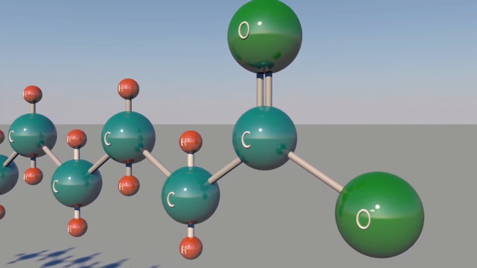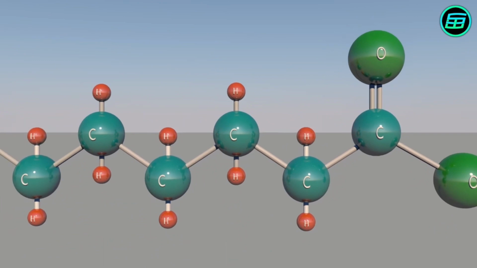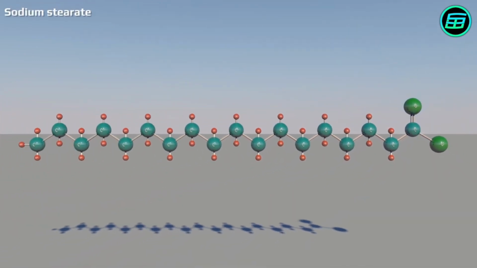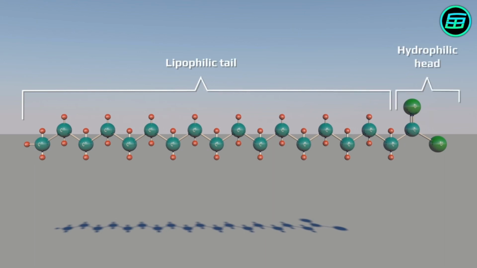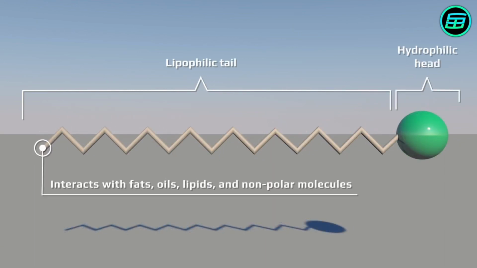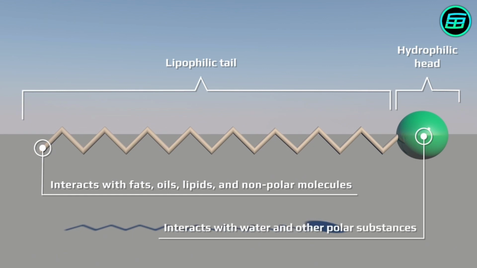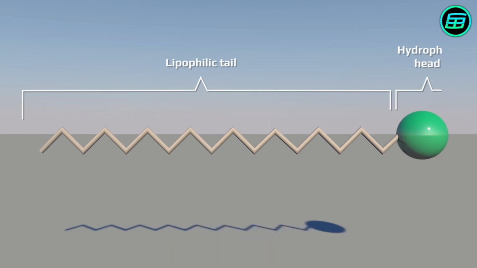This is molecular soap, or by its chemical name, sodium stearate. It consists of two parts: a lipophilic tail and a hydrophilic head. The lipophilic tail interacts with fats, oils, lipids, and non-polar molecules, while the hydrophilic head interacts with water and other polar substances. The structure is the key to soap's cleansing and germ-killing properties.